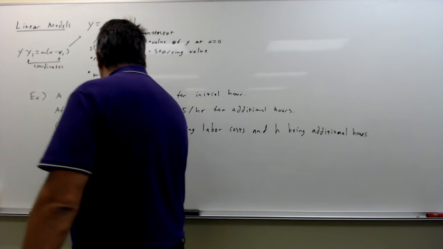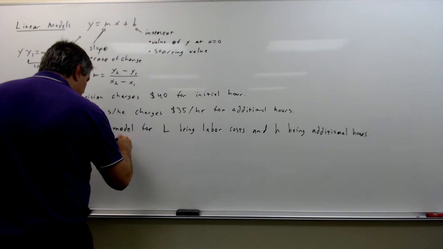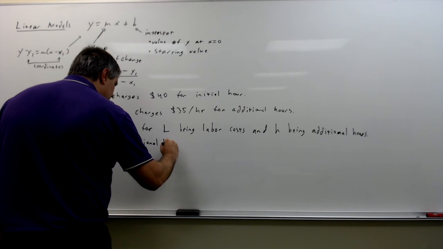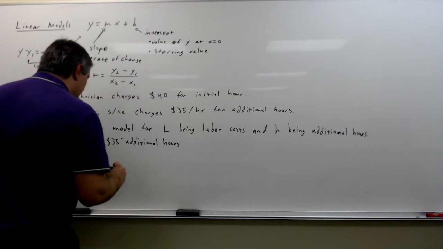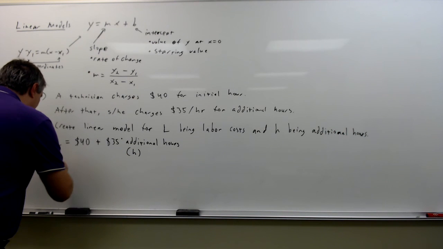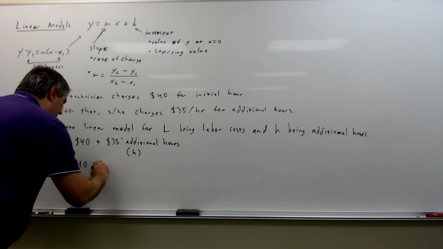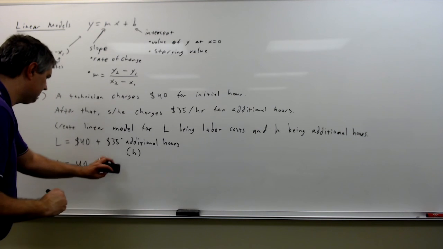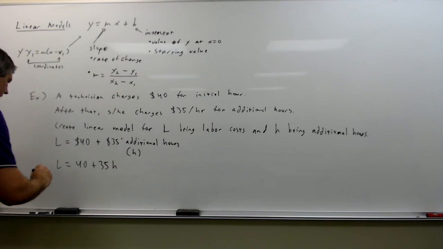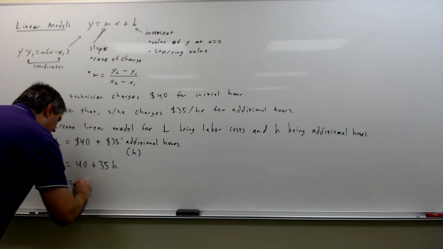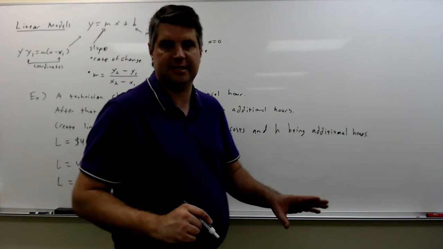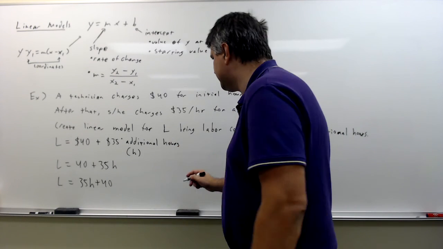So it's going to be $35 times the additional hours, but that's represented by h. So L equals 40 plus 35 times h, which would normally be written with the variable first, so 35h plus 40. Please note that math is case sensitive. That is correct. This is not.